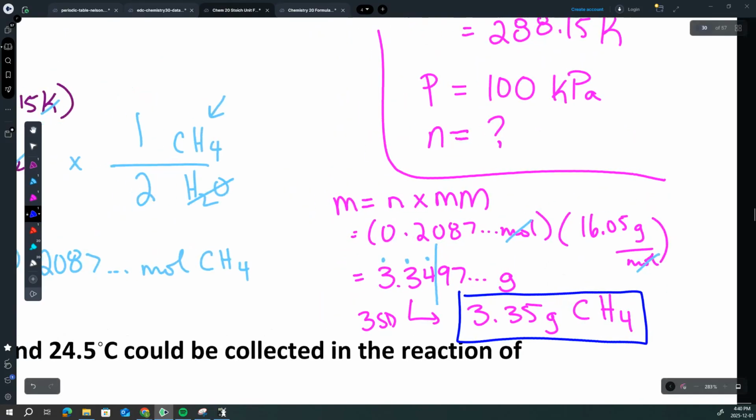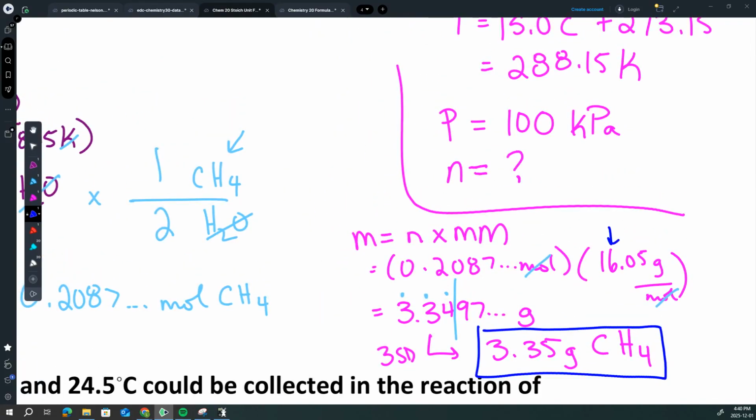Just as a quick reminder here, if you're wondering why we use the molar mass of methane here, it's because we had the moles of methane here. So what I'm trying to say is the moles of this substance need to match the identity of the substance that you're using for your molar mass. Okay, you can't use the moles of one substance and the molar mass of a different substance. Moles and molar mass need to belong to the same substance.